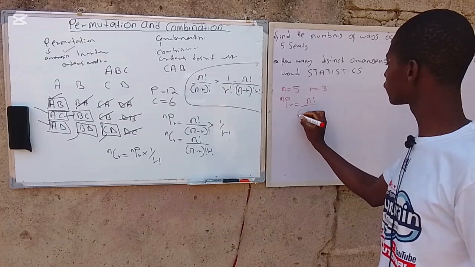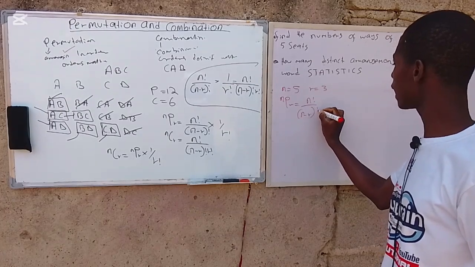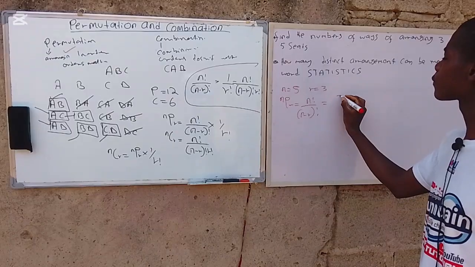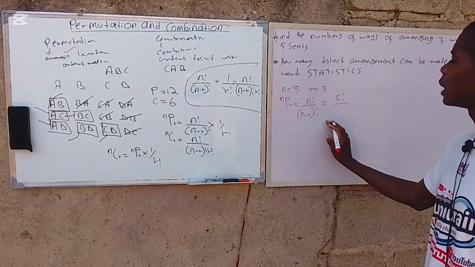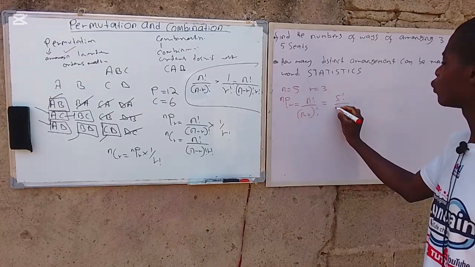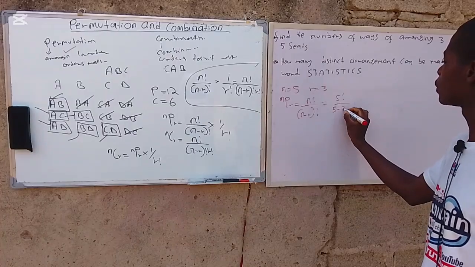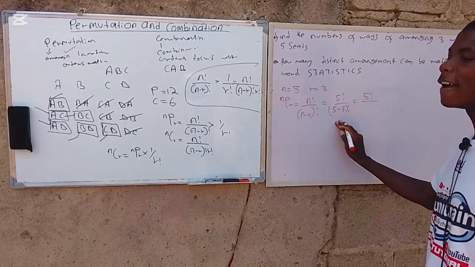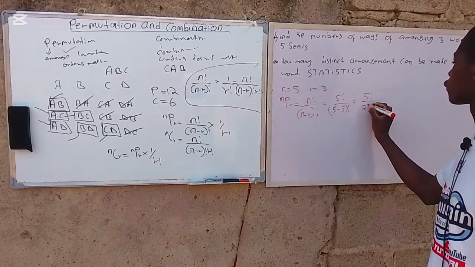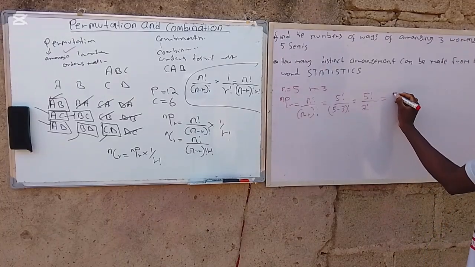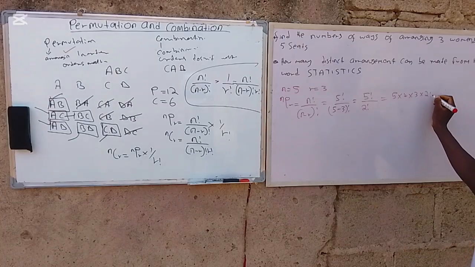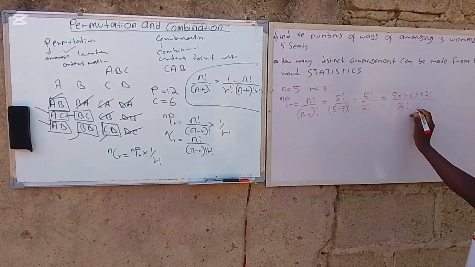Permutation nPr should now be equal to n factorial divided by n minus r factorial. This should now be equal to 5 factorial divided by 5 minus 3, all factorial, which is equal to 5 factorial over 2 factorial. This is the same thing as saying 5 multiplied by 4 times 3 times 2 factorial, divided by 2 factorial.